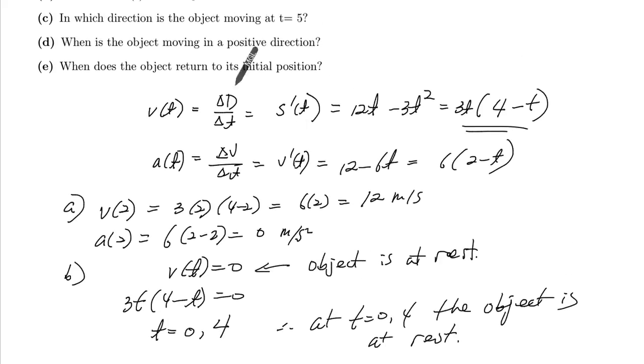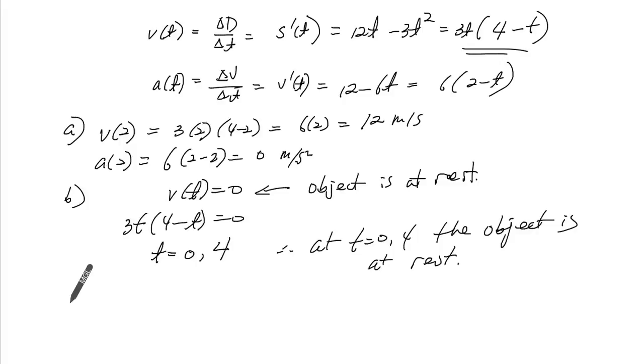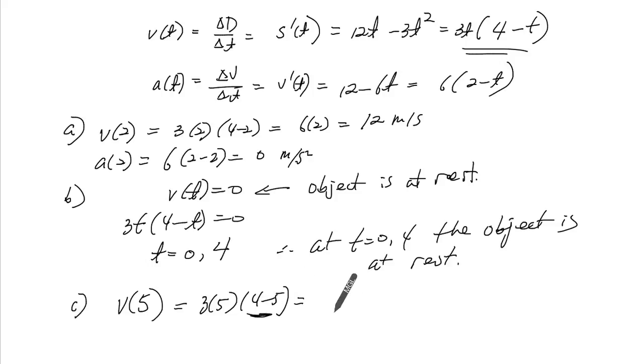Part C. In which direction is the object moving at t equal to 5? Again, velocity at 5. If it's positive, it's moving right. If it's negative, it's moving left. So plugging in 5, you get 3 times 5 times 4 minus 5. It's this that determines the answer. It's minus 15, so it's moving left.